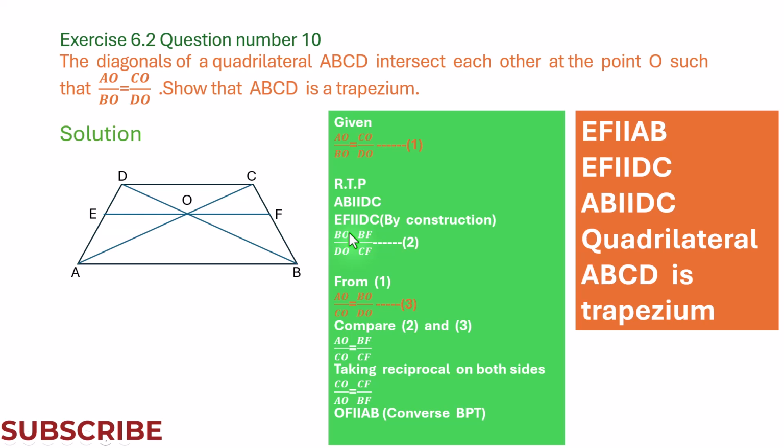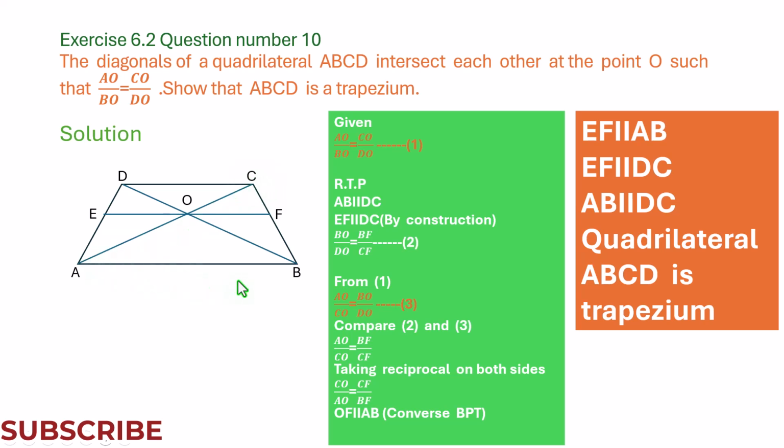In both equations we have BO upon DO on one side. So comparing 2 and 3, AO upon CO is equal to BF upon CF. Taking the reciprocal on both sides, CO upon AO is equal to CF upon BF.